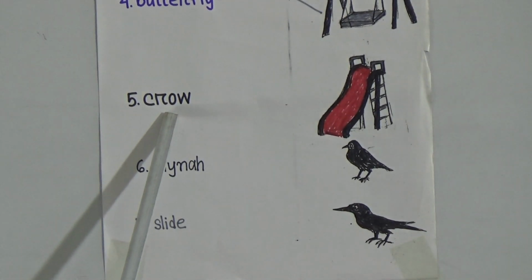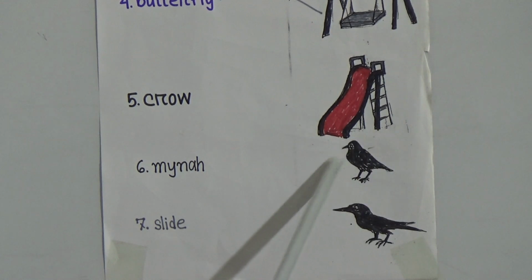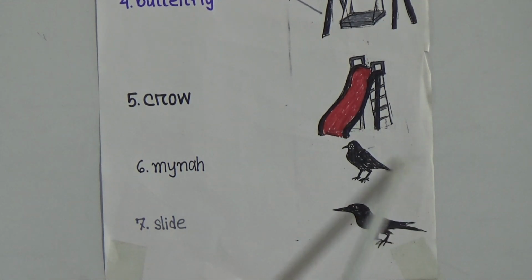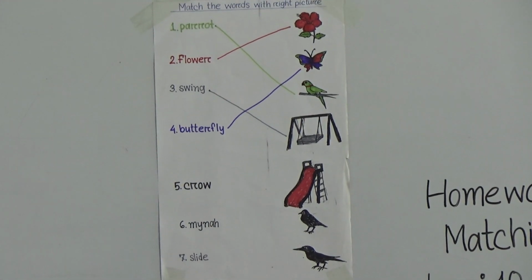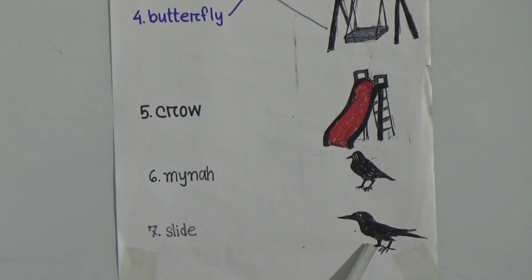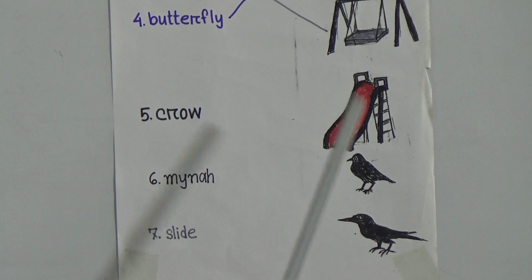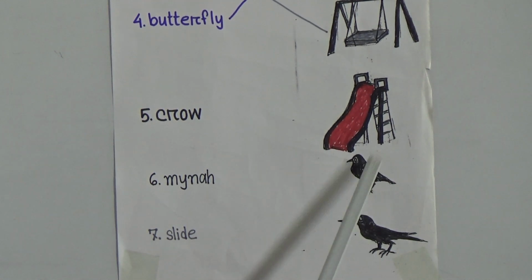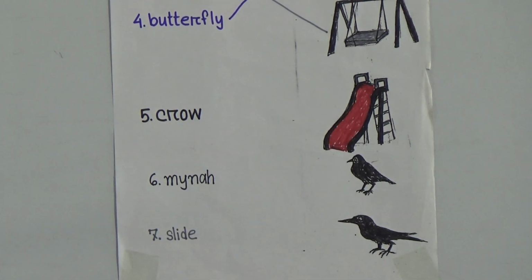Now come to number 5, crow. This is the name of a bird and here we find 2 rest of the pictures of birds. And you can say, Miss, which one is crow? Yes, I am explaining. Look, this is moina and this is crow. They are same in color. They are black. So you have to identify which one is crow and which one is moina.